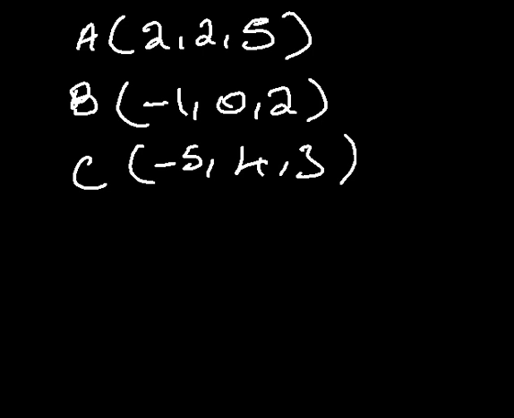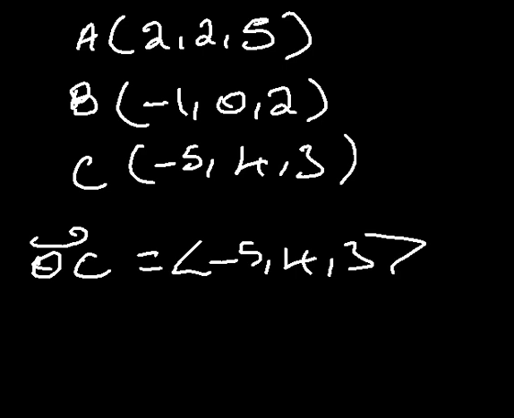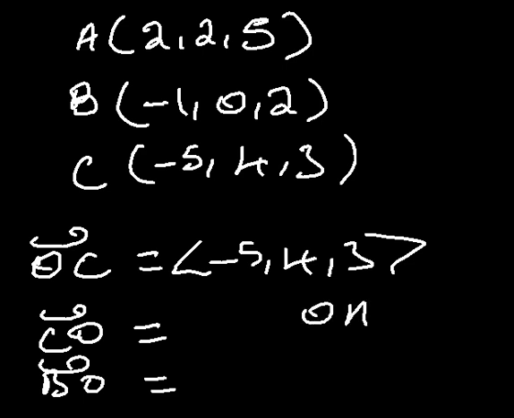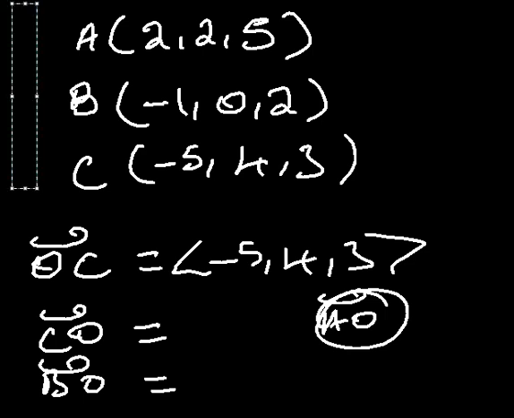Now, there's something you have to understand as well. We know that the position vector OC can just be given as -5, 4, 3. Of course, that is the case. Now, what if we are aiming at having vector CO? Try to find the vector CO, the vector BO, and the vector AO. I want to see the responses down in the comment section below.